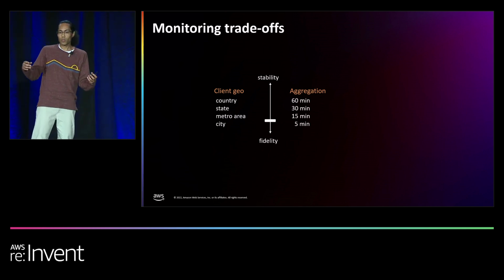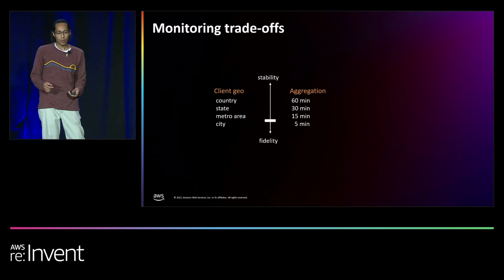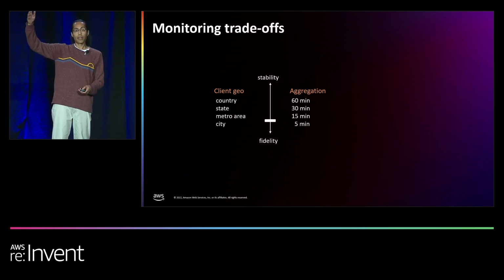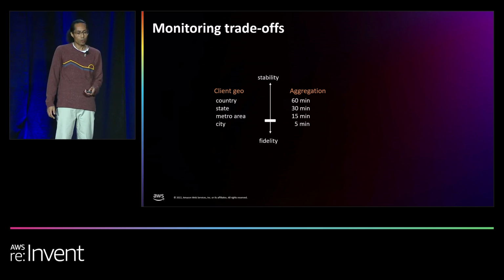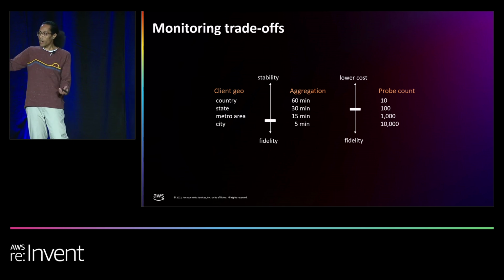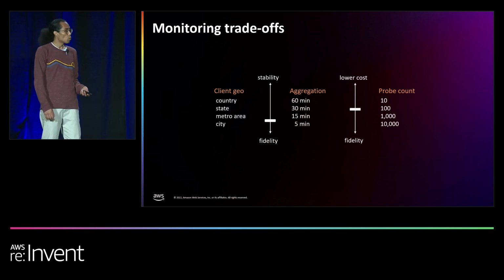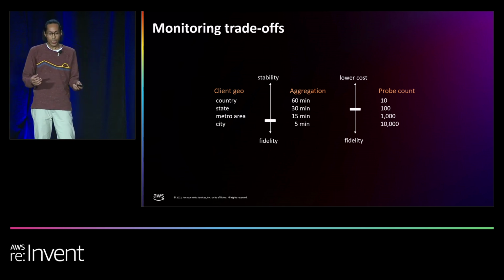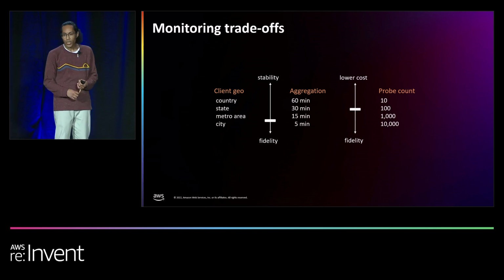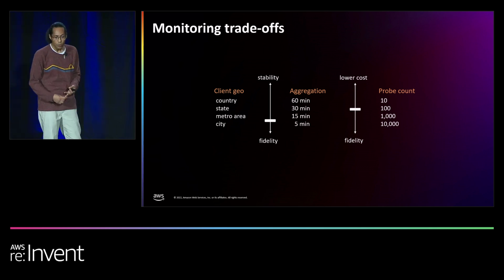Similar trade-offs in terms of the aggregation window that we're offering. You can go for high fidelity with a really nice, precise window, or higher stability with going for a wider window. Also trade-offs between fidelity and cost, right? One example is a really high probe count, which would increase cost in terms of increased data transfer, increased CPU compute, increased storage. So all kinds of trade-offs we can make.